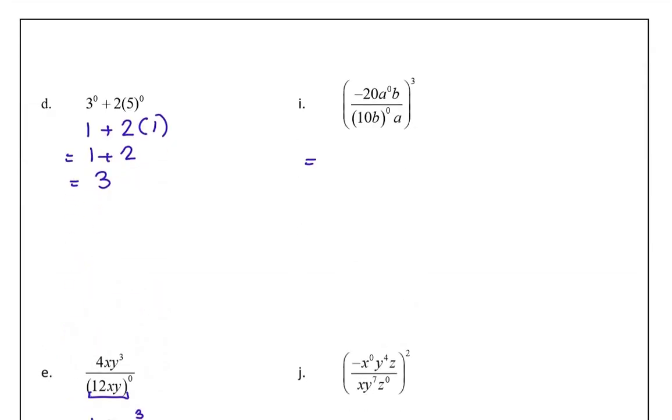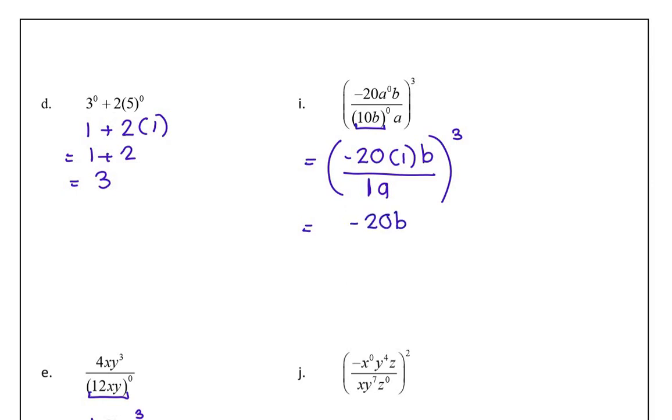Okay, this is quite interesting. So negative 20. A to the power of 0 would be 1. B. Now this is an entire bracket to the power of 0, so that whole bracket disappears. And that whole thing is still being cubed. Now, can I do any simplifying here? Well, negative 20 times 1 is just negative 20. This is negative 20b. And I'm going to stop writing that 1 because I really don't need it cubed.